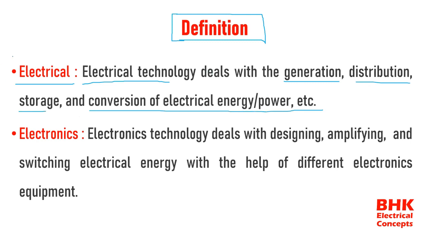It means that by using an electrical system, we can directly generate electrical energy, distribute it, store it, and also convert it from electrical to mechanical and mechanical to electrical. That type of system we call an electrical system. Now coming to electronics. Electronics technology deals with designing, amplifying, and switching electrical energy with the help of different electronic equipment. This is completely defining electronic circuits.